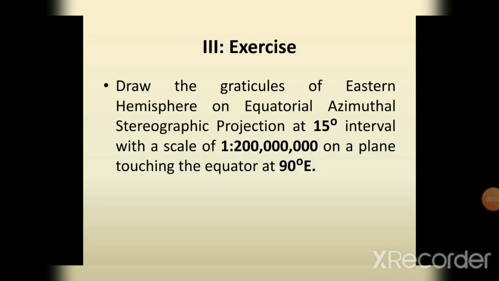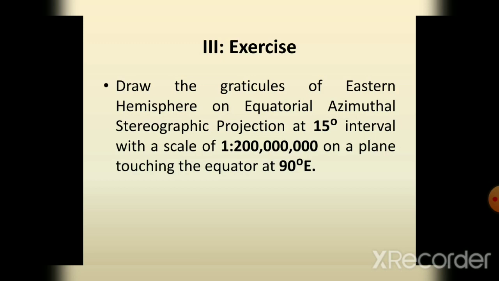Next I come to the exercise part. Draw the graticules of eastern hemisphere on equatorial azimuthal stereographic projection at 15 degree interval with a scale of 1:200 million on a plane touching the equator at 90 degree east. Now what does that mean? The plane touching the equator at 90 degree east means the central meridian is 90 degree east. So the scale is 1:200 million and the interval is 15 degree.